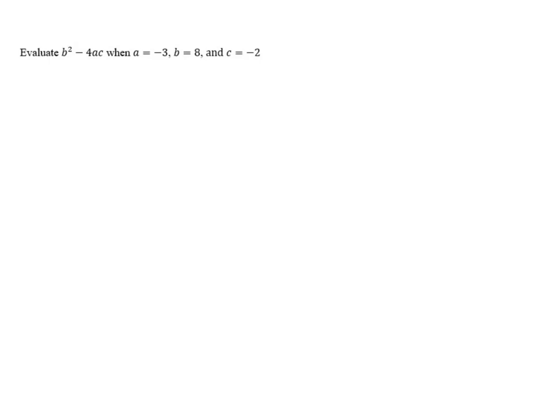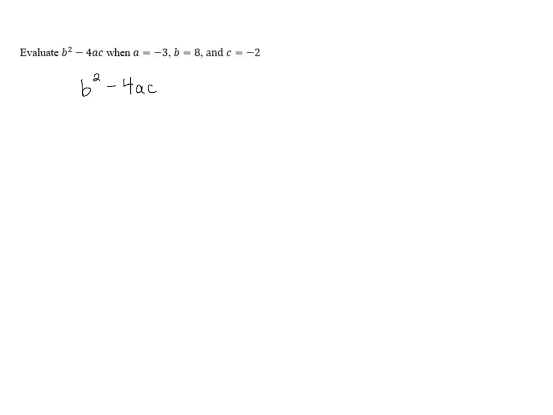Evaluate b squared minus 4ac when a equals negative 3, b equals 8, and c equals negative 2. Again, I'm going to rewrite the expression just so that we have some room to work with it. Now we know that we need to evaluate the expression for all of these values, so the first step is to substitute in all of these numbers.